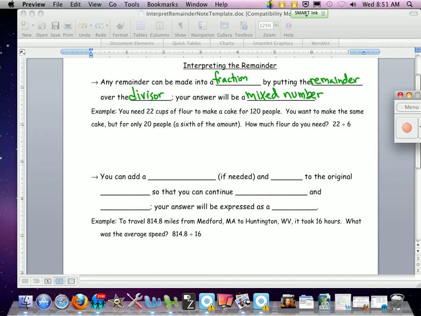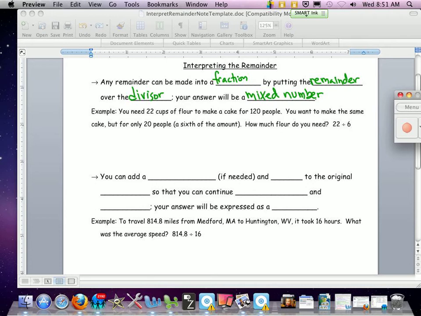So this scenario is like you're at a wedding and the cake was so super wicked awesome and somehow you got the recipe, but the recipe is for 120 people. And you probably aren't going to be having 120 people when you have a gathering. So let's say you want to make the same cake but for only 20 people, which is 1/6 of the amount. So you're going to divide each ingredient by 6.